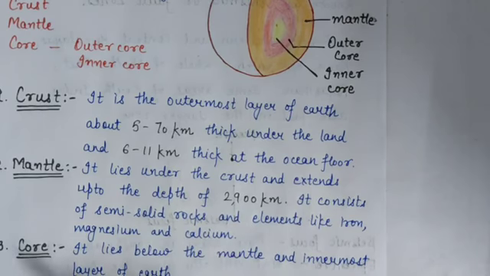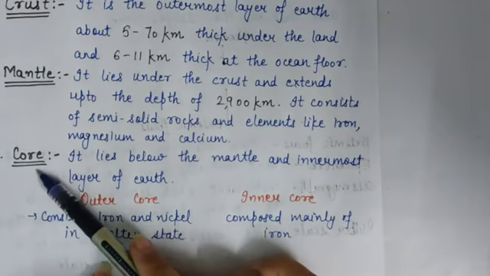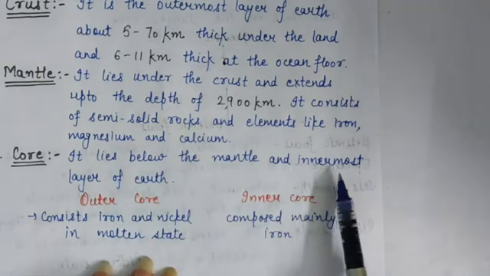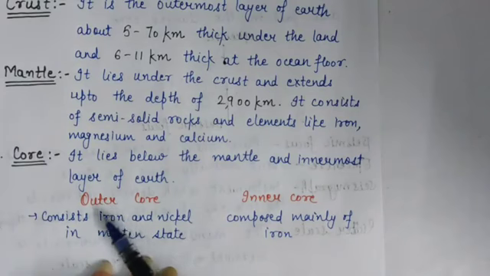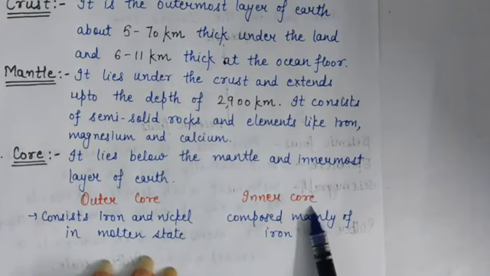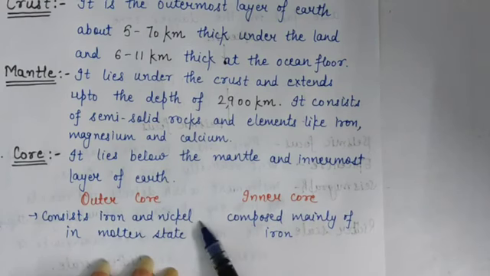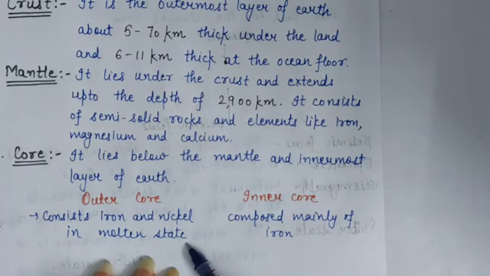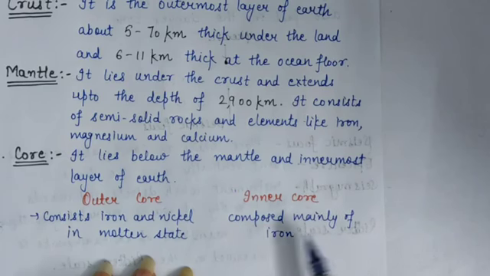Our third layer is core. Earth's third layer is core. It lies below the mantle and is the innermost layer of earth. It is divided into two parts: first is outer core and second is inner core. The outer core consists of iron and nickel in molten state, and the inner core is composed mainly of iron.